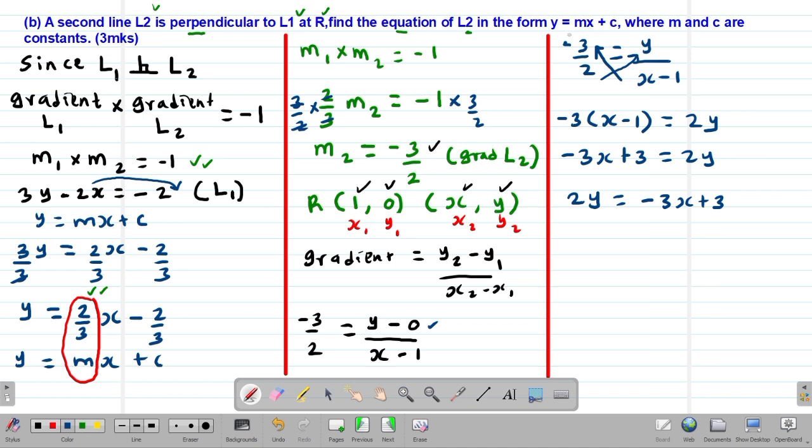I was told to express my equation in the general form, which is y equals mx plus c. For me to achieve that, I'll divide through by 2, so that the 2 and 2 can cancel out. So the equation will be y is equal to negative 3 over 2x, then of course plus 3 over 2. So clearly it is in the required form of y equals mx plus c. So this is the equation for the line L2.